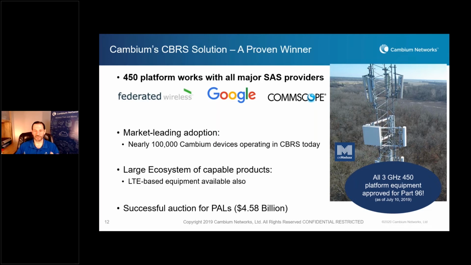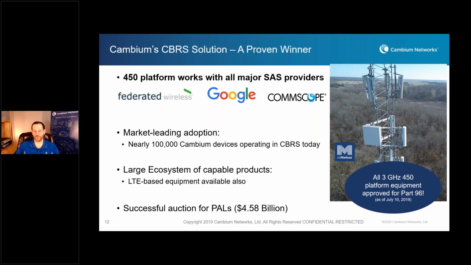I will point out that LTE-based equipment in 3 gigahertz band is popular. It's not nearly as high performance as the 450 platform, but it is available. And some folks look at that and say, I need a standards-based product. And so they want an LTE-based product. And eventually, those things are going to transition to the 5G technologies. We know that. And eventually, that's the plan for everything that we do as well. We're transitioning over to standards where it makes sense. It will take time, but that is the long-term strategy.